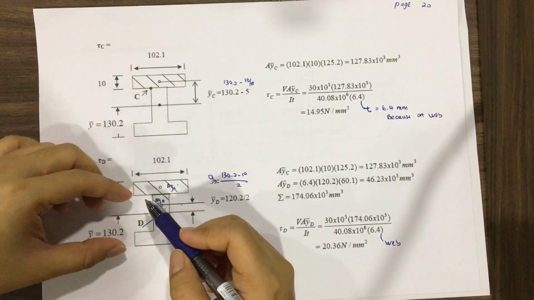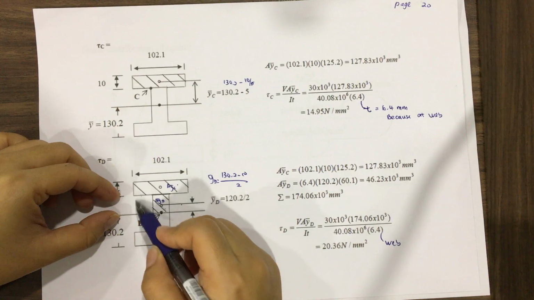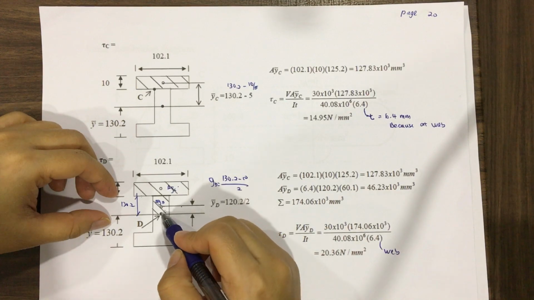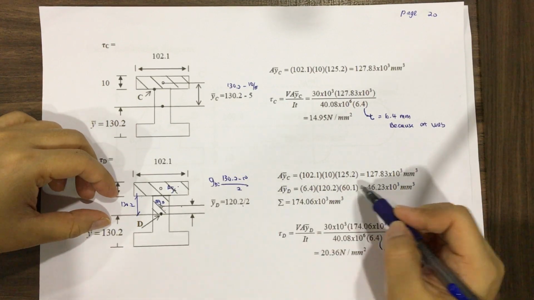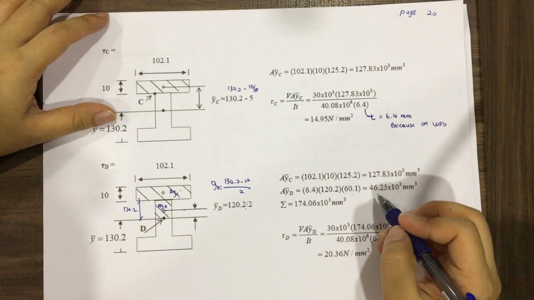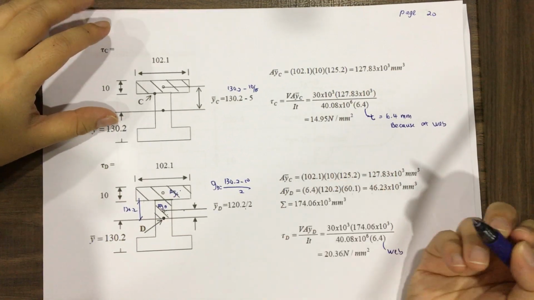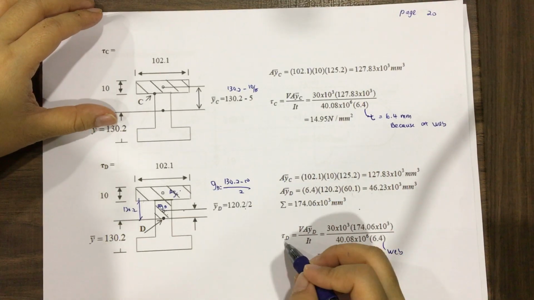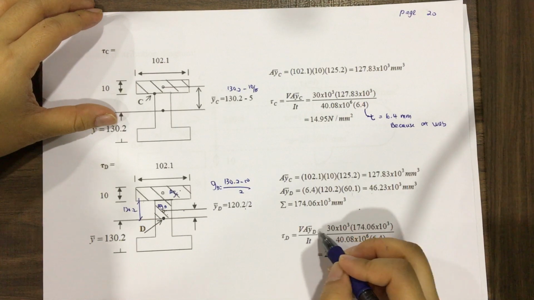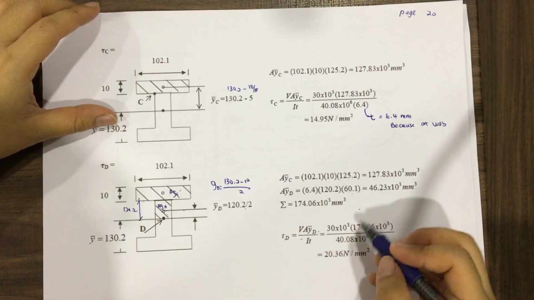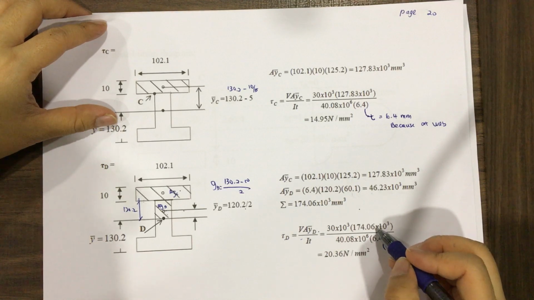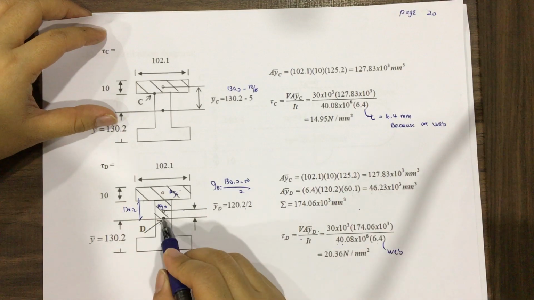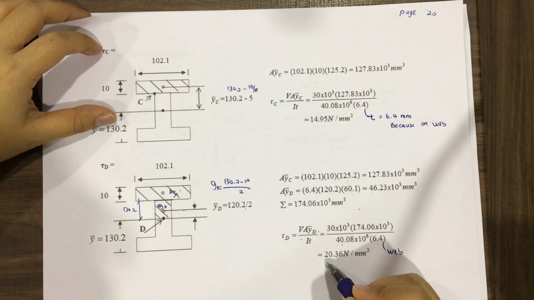120.2 means 130 minus 10, so you will get 120.2 to the centroid. The centroid here is 0, so directly you will get 60.1. So you get the value of AYC and AYD, and the total AYC and AYD is this value. So the shear stress at D is V times AYD over I T. You input the value of V and AYD, and then over I times the thickness of the web, because D is located at the web. So you will get the value of tau D.